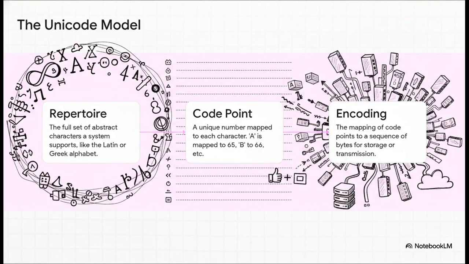So first, you've got the repertoire. Just think of it as a massive list of every character you could ever imagine. Then, layer 2. Every character on that list gets its own permanent, unique number. We call that a code point. So the letter A is always U+0041. The thumbs up emoji, it's always U+1F44D, forever. And finally, you get to the 3rd layer, the encoding. That's just the rule for how to turn those code points into the actual bytes that get saved on a computer.